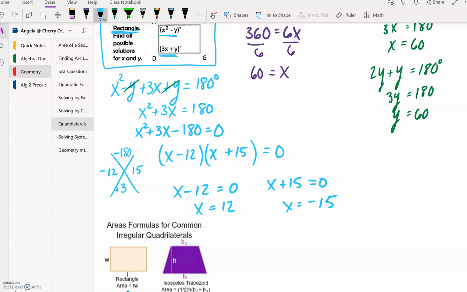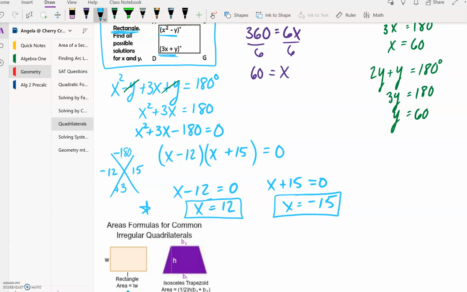So once you solve, always remember to take your values of 12 and negative 15 and plug them back in. A lot of times negative numbers don't work when we're looking at a shape, because we want to have a positive angle, or a positive length of a side. So always when you're solving with quadratics and then applying that to a measurement of some kind, make sure that both your positive and negative versions will give you positive measurements for angles or sides.